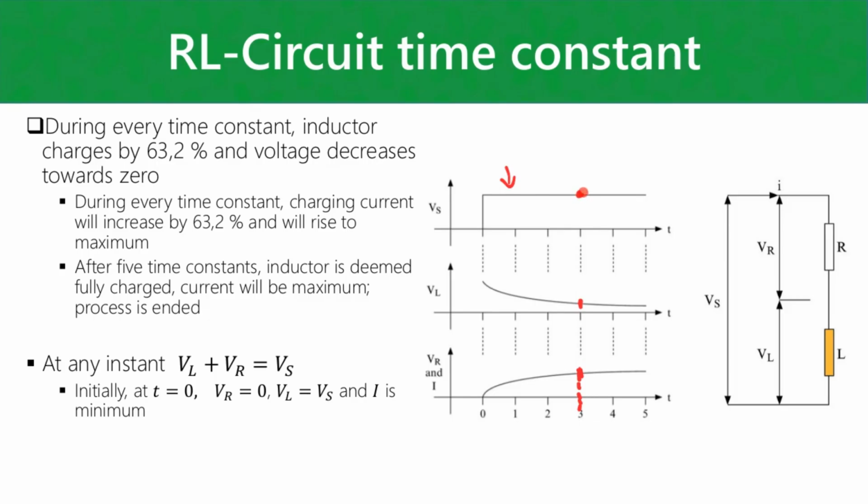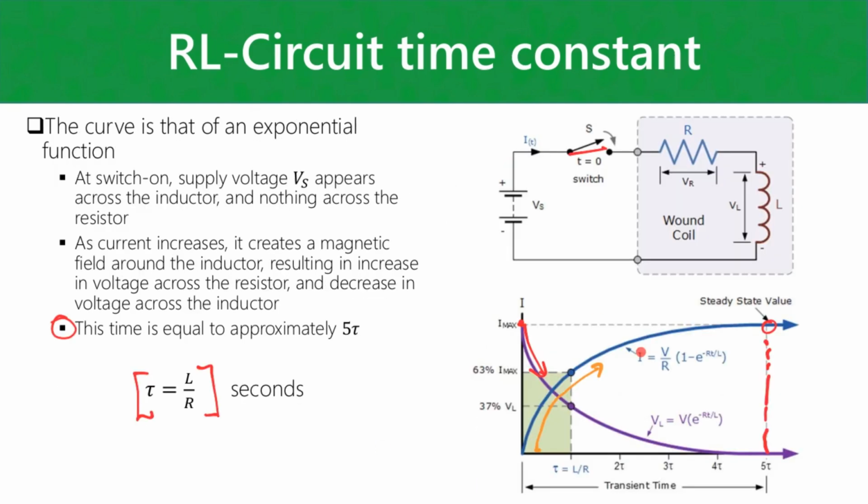Right, so you guys also see that the current and the voltage across the resistor will also follow the same curve. So this curve here is not just your current, but it's also your voltage across your resistor.